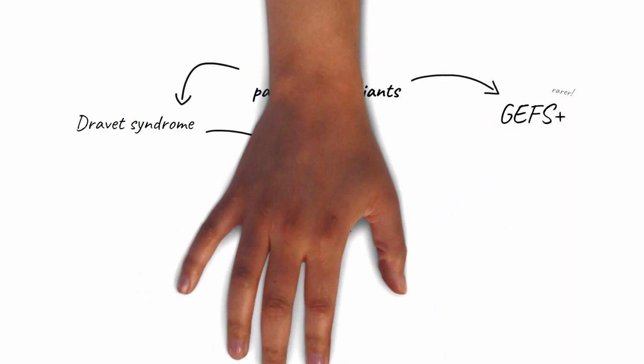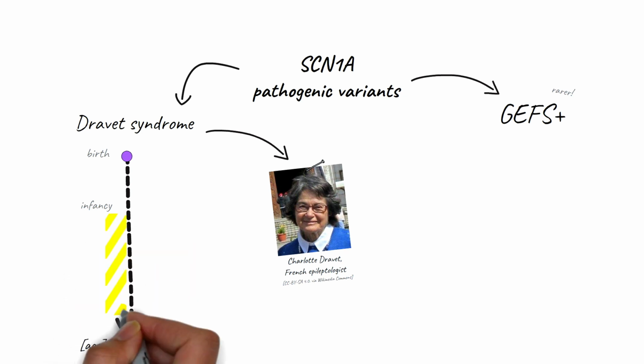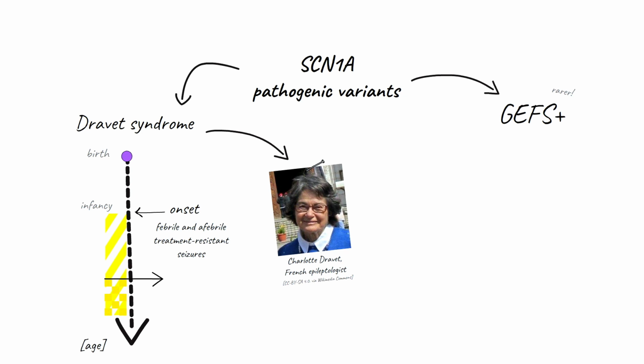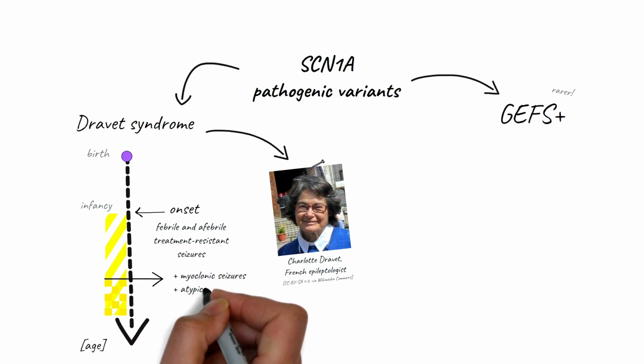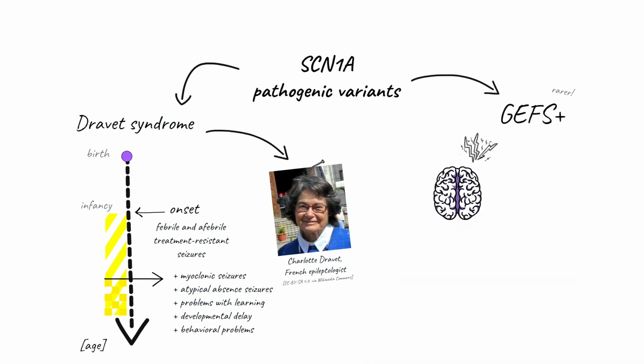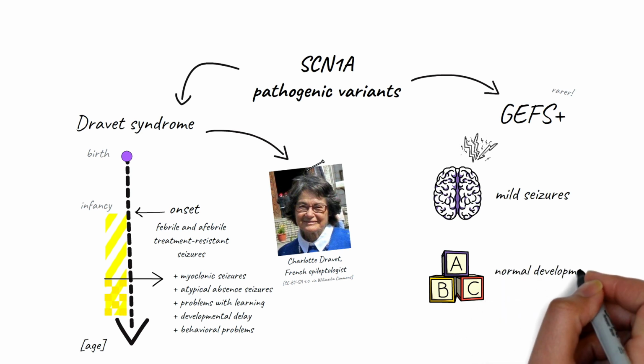Dravet syndrome, which is named after the French epileptologist Dr. Charles Dravet, who first described individuals with this disorder, presents in the first year of life with recurrent seizures, with or without fever, that are often prolonged and difficult to treat. Subsequently, other seizure types, such as myoclonic and atypical absence seizures, emerge, as well as long-term problems with learning, motor development, and behavior. In comparison, individuals with GEFS+ present with mild epilepsy and normal cognition.